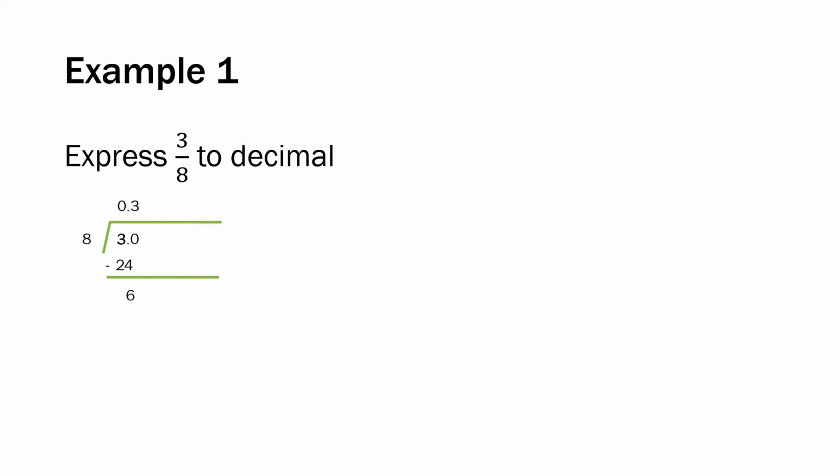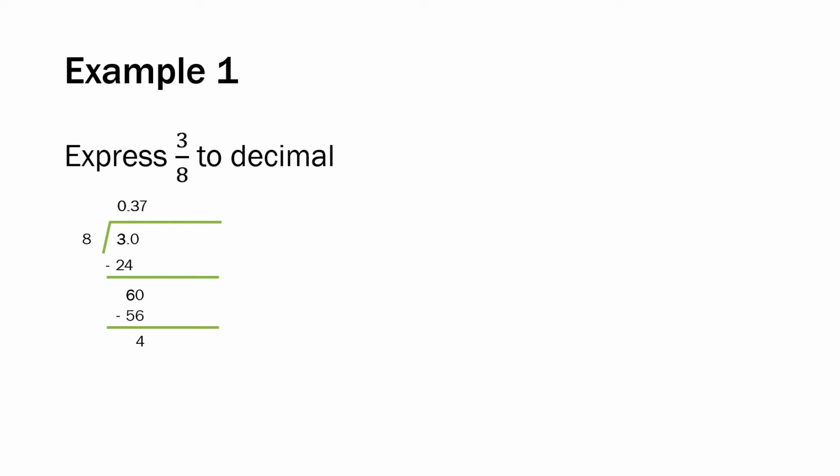Once again, 6, you cannot divide 6 by 8. Then you need to use another 0. So 60 divided by 8, that will be 7. 7 times 8, that will be 56. Getting now the difference. The difference is 4.